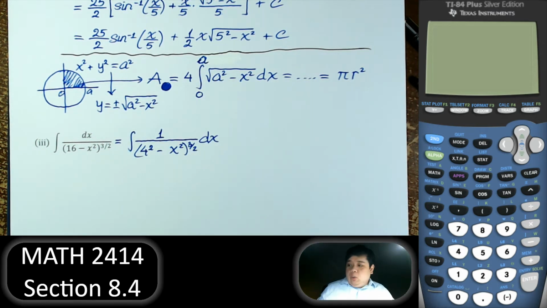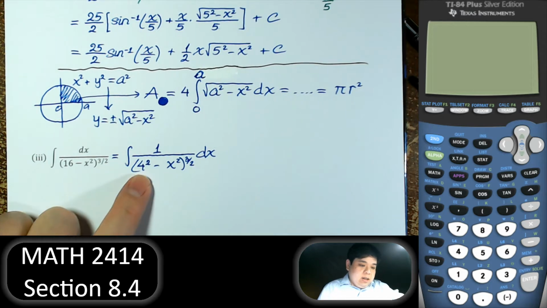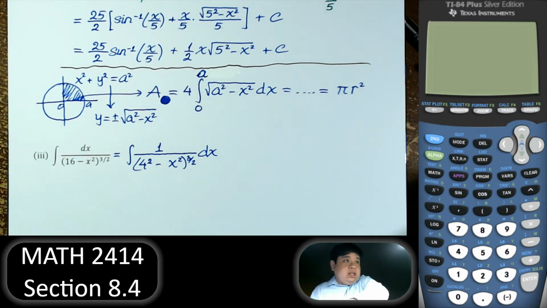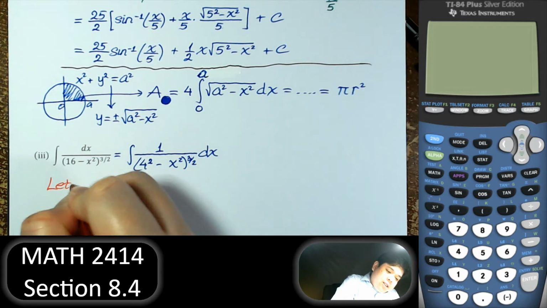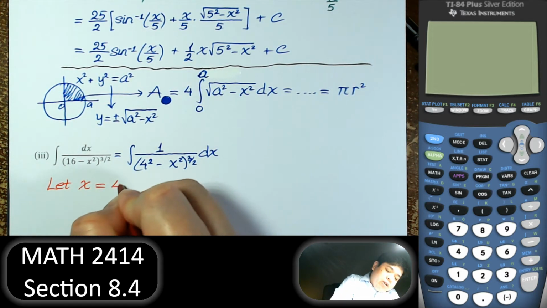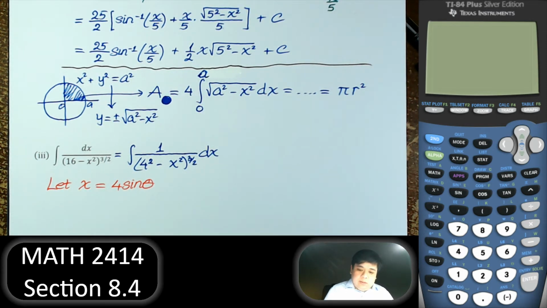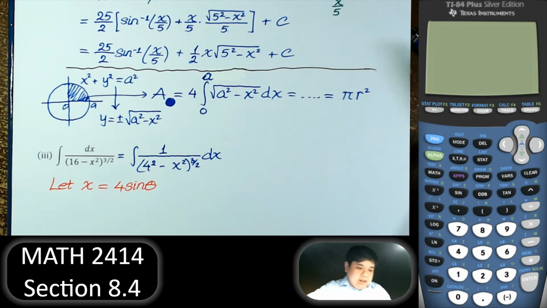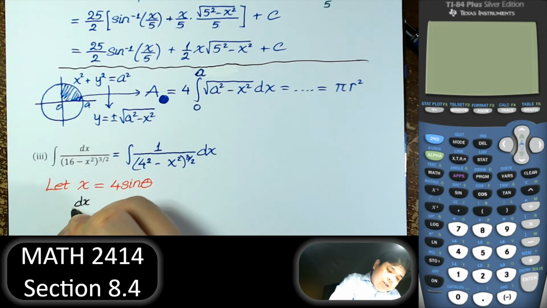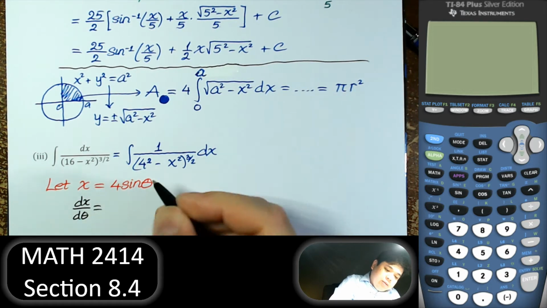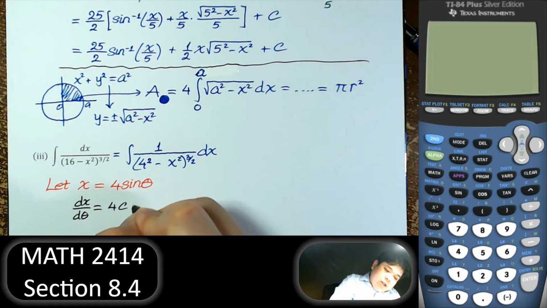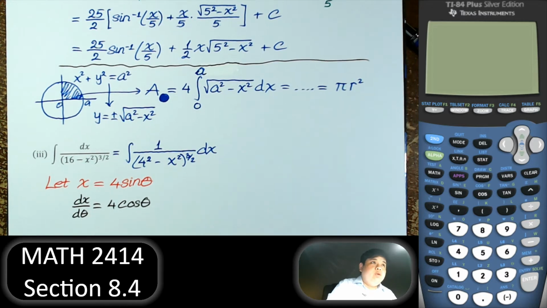Now with this, we have a constant squared minus x squared. So the substitution is x equal to a sine theta, and a is 4. X equal to 4 sine theta. Right, take the derivative. For cosine theta, move theta over.